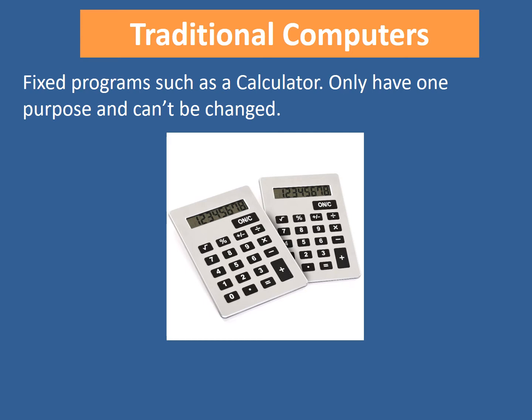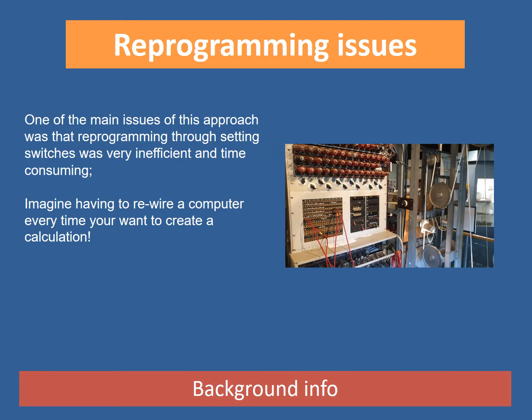Now, the traditional computers you can think of as like calculators. They had fixed programs. They had one purpose, so it can only do one thing. You can't make a PowerPoint on a calculator, and that purpose can't be changed. There is no memory. When you finish doing your calculation and you start the next one, it's not going to remember what you did beforehand. There's no memory, which means you can't go back to old programs.